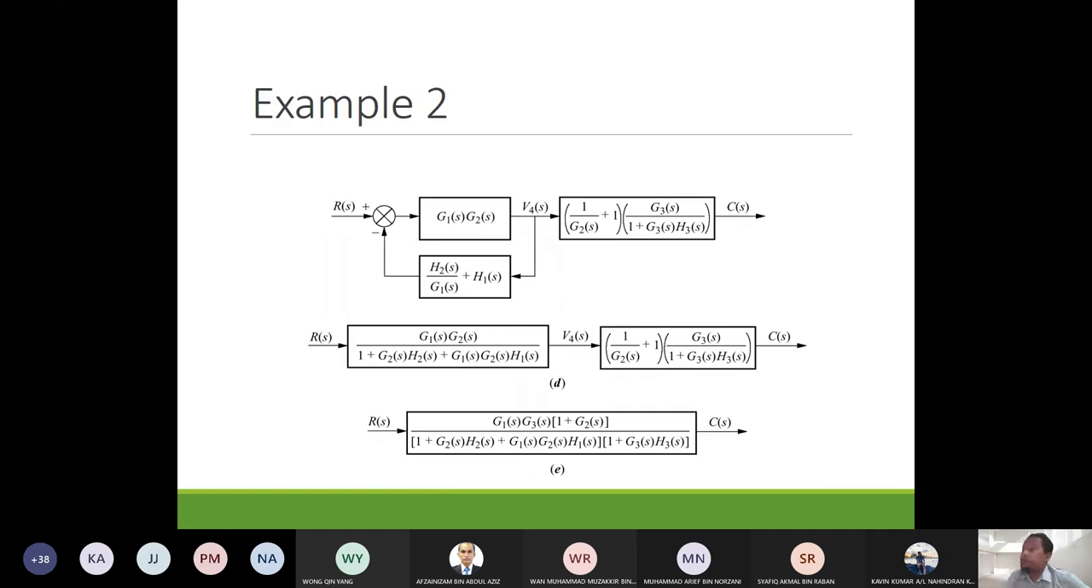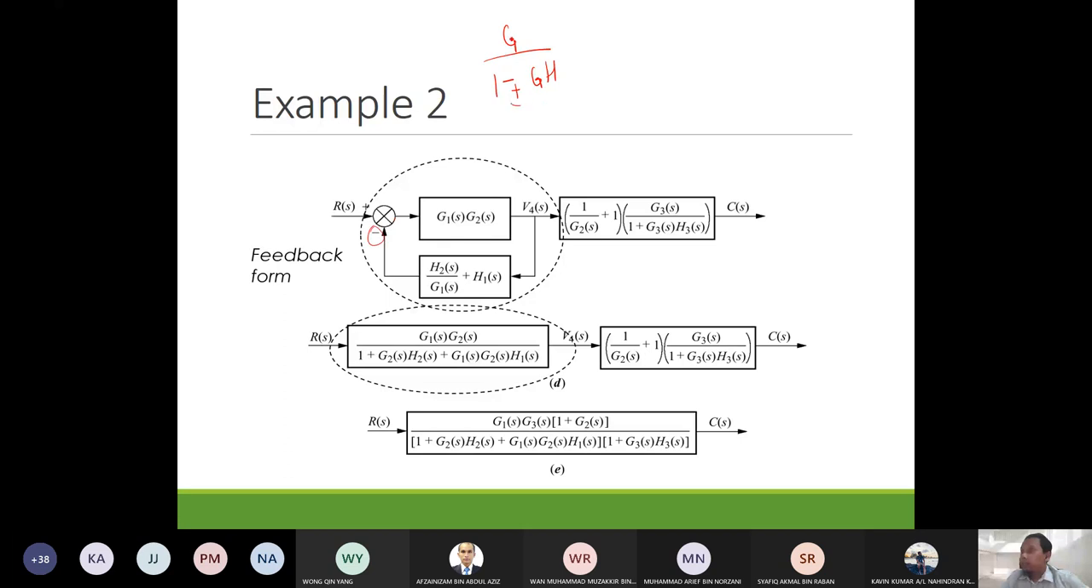So here, the first portion is in feedback form. So you can simplify the feedback form using G over 1 plus G times H. You have a minus here, so you use plus. Your G is the top or the forward transfer function, and the H is the feedback transfer function, this portion here. So you can plug into this formula and simplify. This is already simplified. Later on you try how to simplify this.